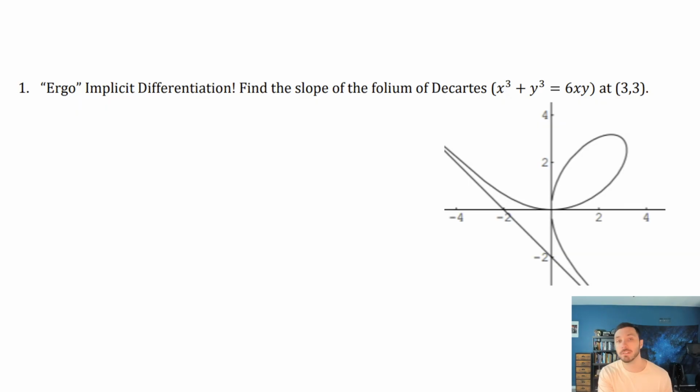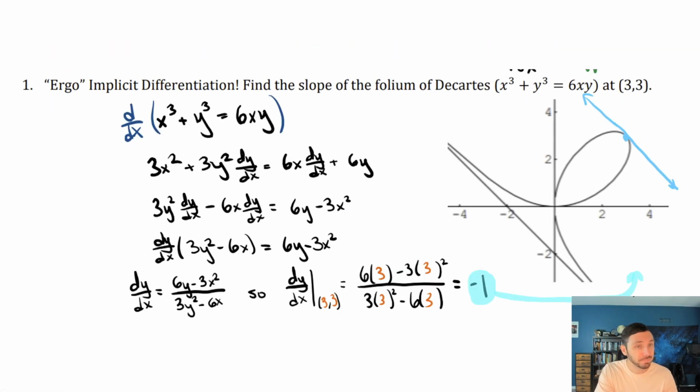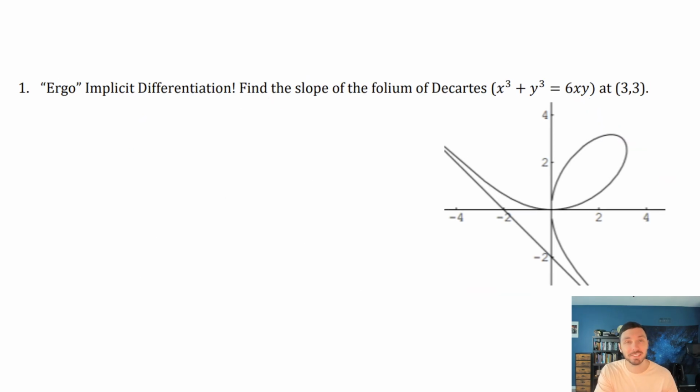So let's go ahead and find the slope of the folium of Descartes. You guys know the folium of Descartes, x cubed plus y cubed is equal to 6xy, right? It's this expression right here. You didn't need to know that. I don't know why he named it that, but it's a thing. So I'm going to go over this in 3 steps. Okay, so what you want to do, let me explain.